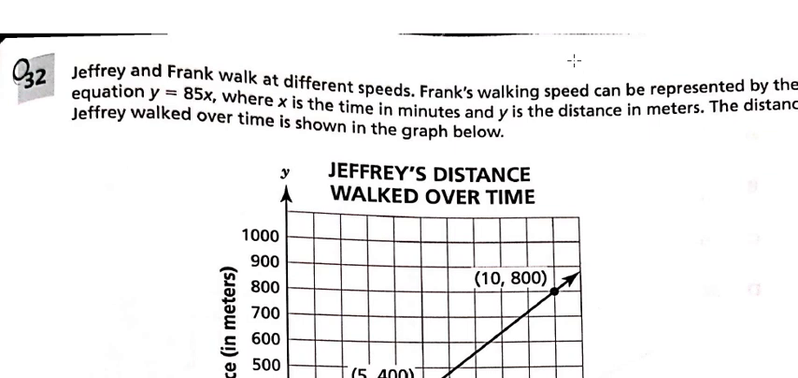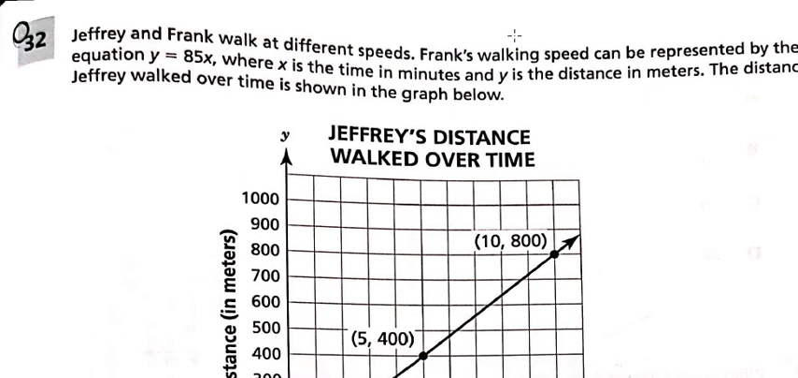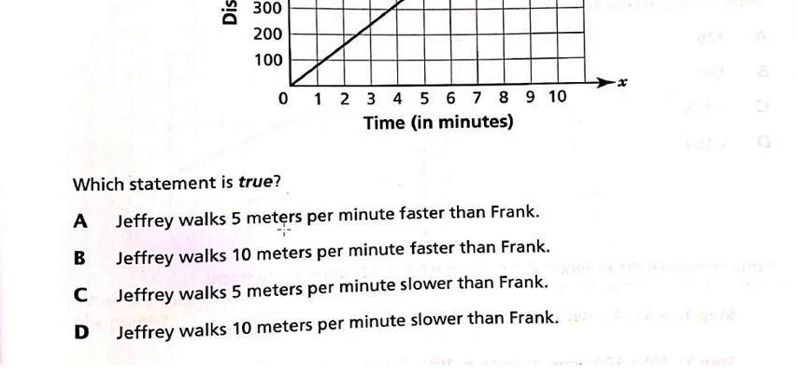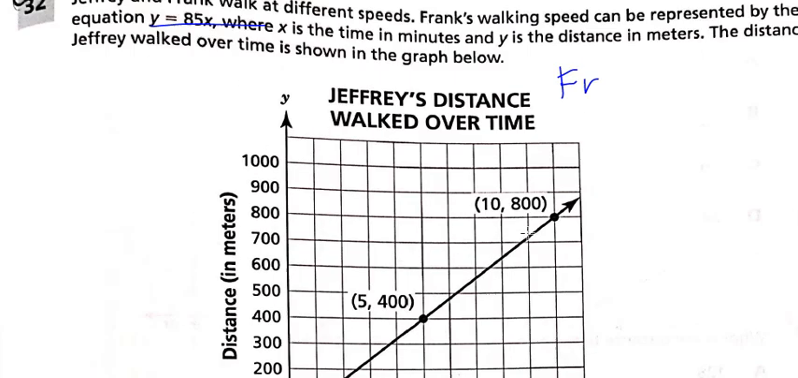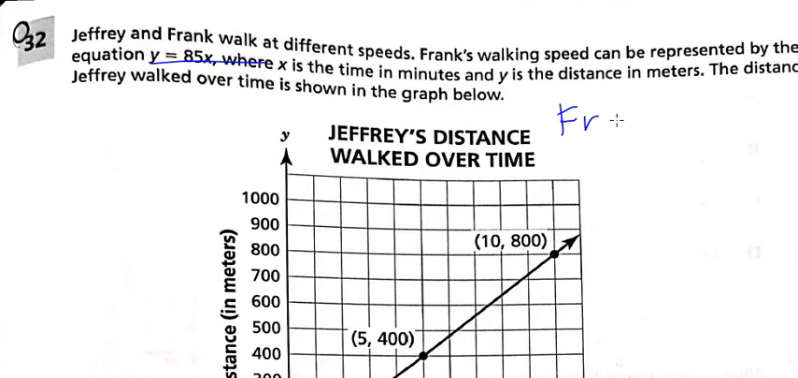Again, you've got a situation where we are comparing two different functions. The first person is Frank. Frank's is given to you by this equation right here. Actually, let's look at what we're looking for: meters per minute. We all should know we're looking for rate of change. So Frank's rate of change is 85, and we're measuring in meters and minutes. So 85 meters per minute.